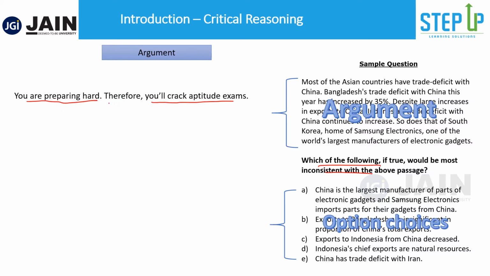So it says you will crack aptitude exams and it says you are preparing hard, therefore. So basically the point that you're trying to make, your conclusion, is that you will crack aptitude exam. Now on what basis are you saying this? The basis or rationale is that you're working hard. So that means two things are explicit in an argument, which is the point, the conclusion, and your rationale, right? So these are the two things which are explicit.